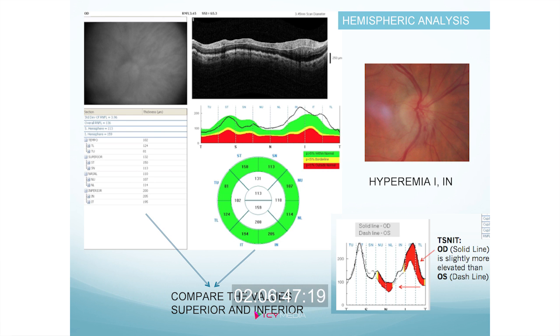And then on the right-hand side of the slide, you can juxtapose the right and left eye on top of each other and see the difference in the two eyes. The other eye was normal, and you can see how much flatter the curve is than this edematous eye.